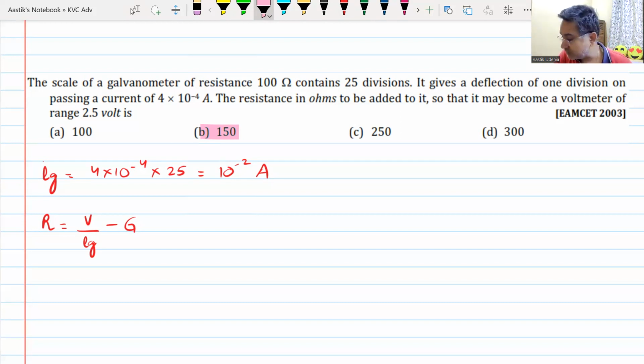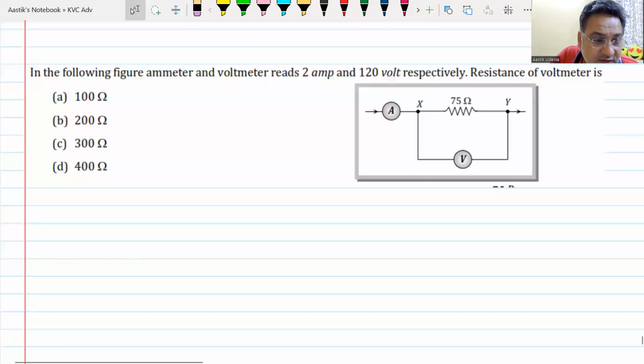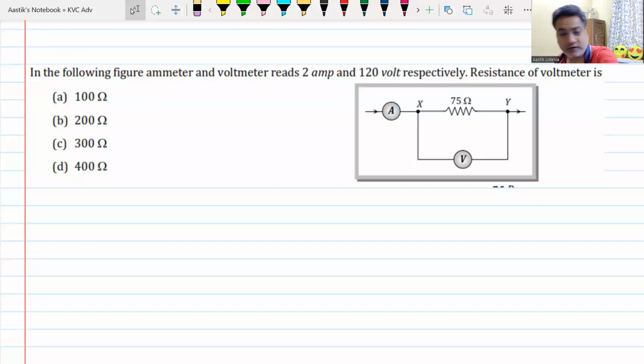Already done some questions on this. These are the questions that are in fashion. The following figures, ammeter and voltmeter, read 2 amps and 120 volts respectively. What is the resistance of the voltmeter? So how are we supposed to do this? Between points X and Y, the potential drop is 120 volt. Do we understand this? Yes, sir.